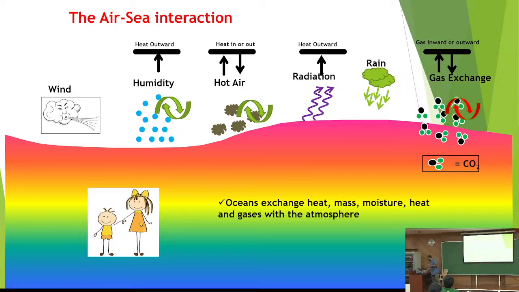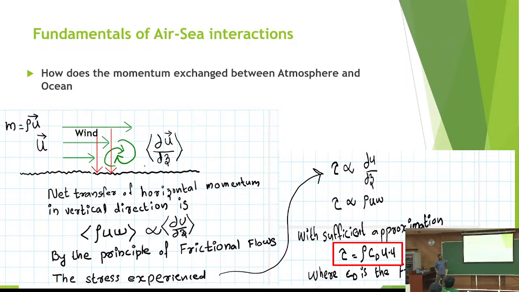Now, let us look into how the momentum exchange happens from the atmosphere to ocean. Fundamentals of air sea interaction. How does the momentum get exchanged? If you have wind blowing over the ocean, naturally due to friction, there will be a retardation at the skin as compared to the wind aloft, which makes a sheared layer of flow, and whenever there is a shear, the momentum is exchanged across the shear, right.